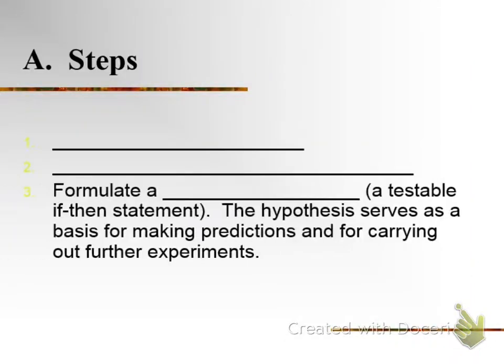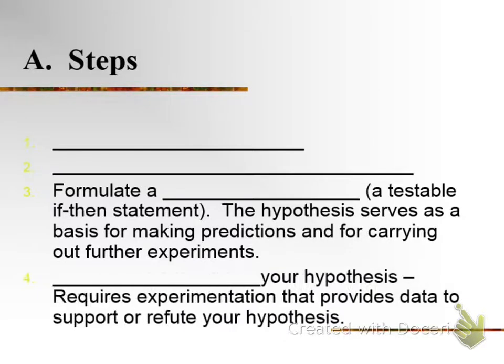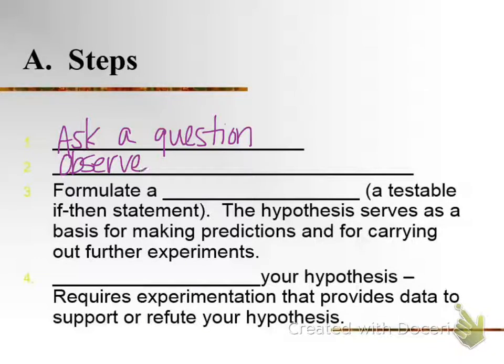The steps to the scientific method. Okay, first thing is you're going to ask a question. After you ask a question, you're not just going to jump right in and do your hypothesis. You're going to observe or collect data. Most of the time it started out with, I noticed that when X happens, then Y happens, and that makes you question it. So you're going to observe and collect data.